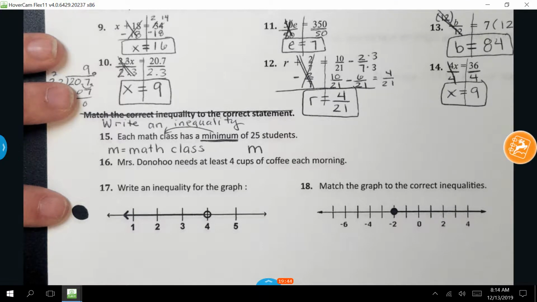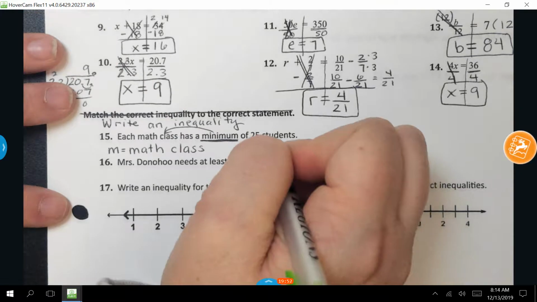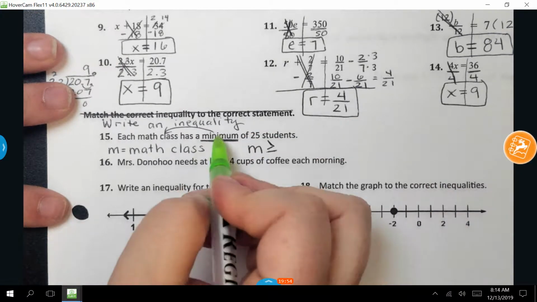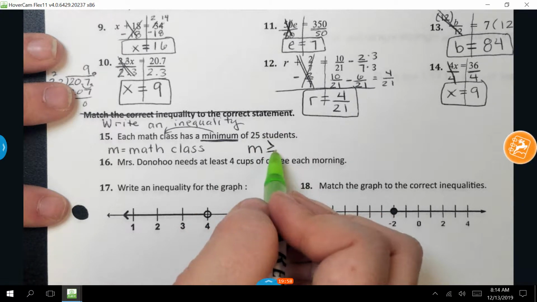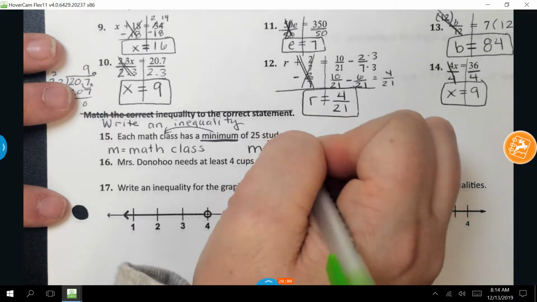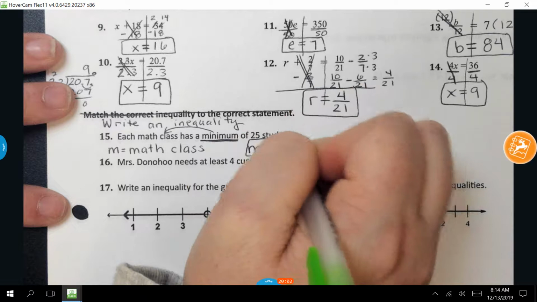C for class will be fine. What symbol do I need to use? Greater than or equal to. The minimum means 25 is the smallest, so it can be equal to 25 or it has to be bigger than 25. Okay?